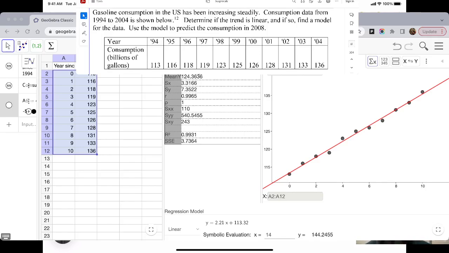This is really interesting, so I suggest you play around with the data. Okay, let me know if you have other questions about GeoGebra or this topic.